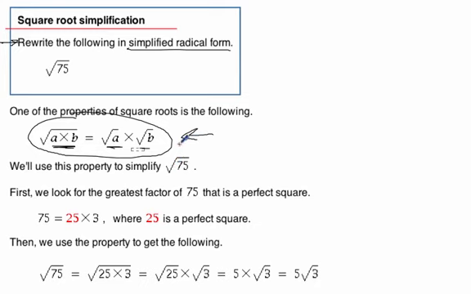So let's use that rule right here. Inside the square root we've got 75. 75 can be written as 25 times 3, and the most important thing is that 25 is a perfect square.